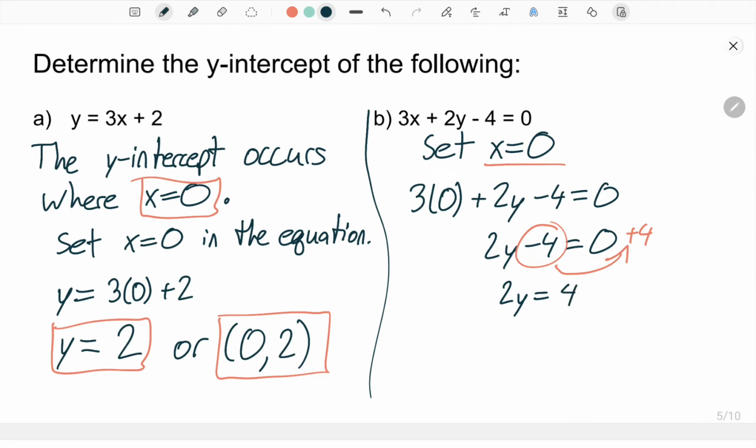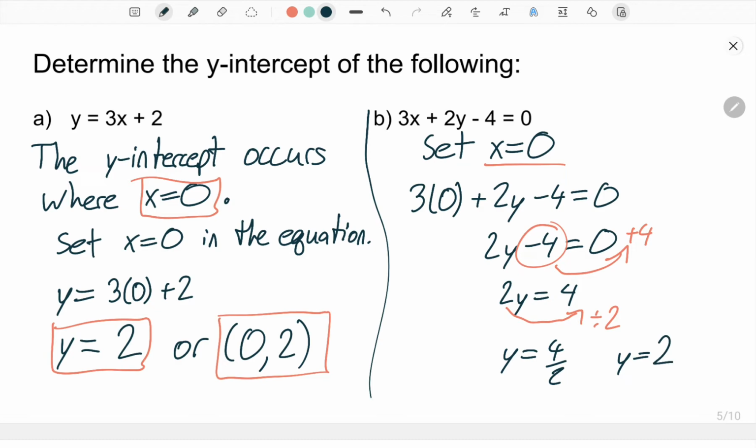So you're going to have 0 plus 4, which is just 4. And then again, we have 2 times that value. Do the opposite operation for the 2. Take the 2, move it over. Since it's multiplying by the y, you want to divide that 2. And so you're going to have y is equal to 4 over 2. Well, if you do that division, that's just 2.